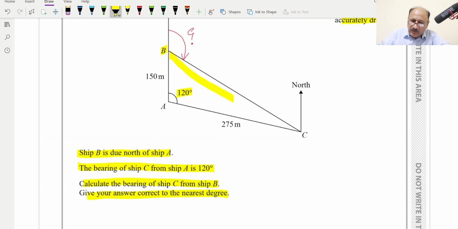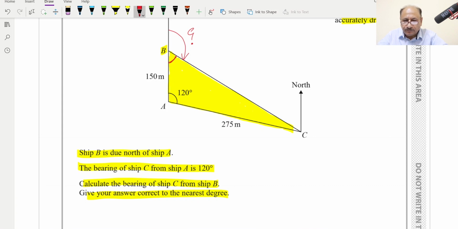this triangle, and in this triangle, if we calculate this angle, which is angle ABC, we will be able to calculate the angle of this bearing. We can calculate for that one.